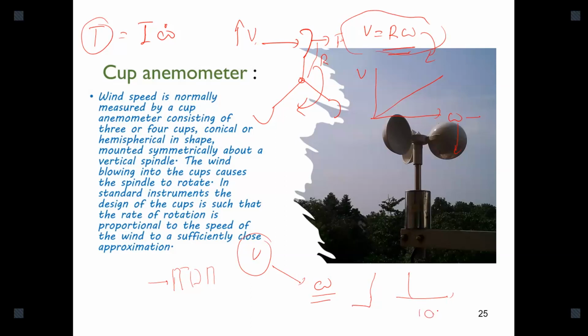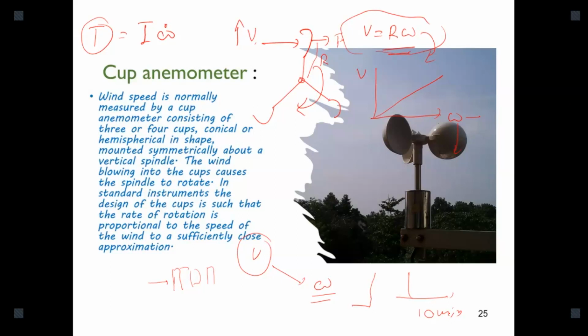The 10 minute logging time we are maintaining in most cases. That is given by the manufacturer, based on the mass of the cup actually. A very, very light cup also has some amount of inertia. Then the 10 minutes may be kept at a somewhat smaller value. But the standard value is a 10-minute variation. 10-minute variations we can capture by the cup anemometer. Instantaneous variations cannot be measured here.